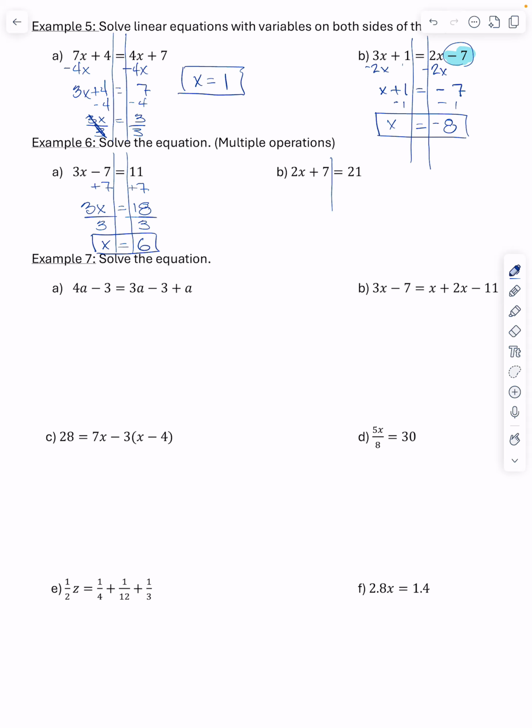So B, go ahead and hit pause. You can give this one a try. And then come back and double check. So I'm going to start by subtracting 7. I get my x term by itself, 2x equals 14. Divide both sides by 2, and I get x equals 7. Please make sure to look back through these and be comfortable with the order these operations happen in.